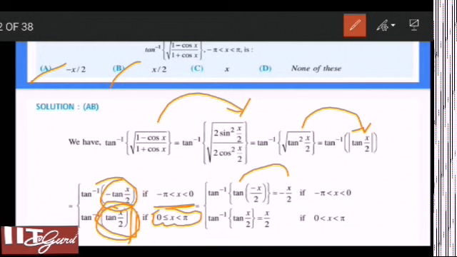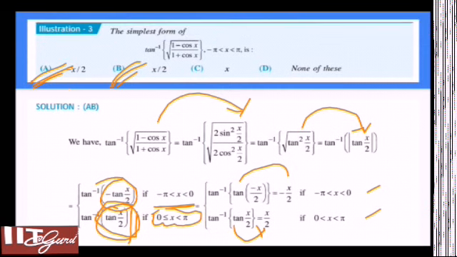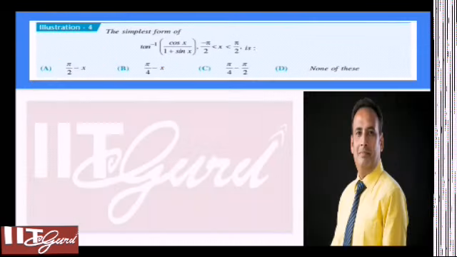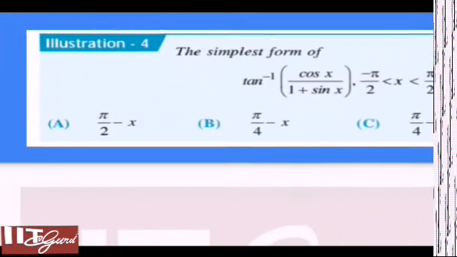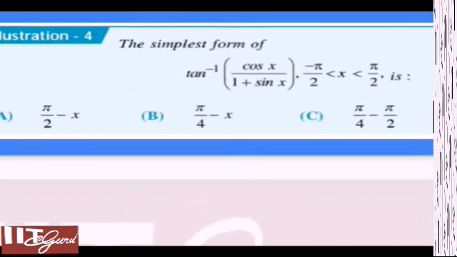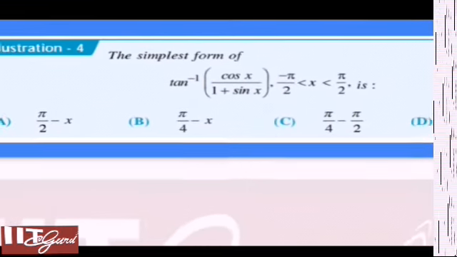The simplest form of tan inverse cos x upon 1 plus sin x, when x lies between minus pi by 2 to plus pi by 2. This is also the same question, same pattern. Here simple trigonometry you have to perform, then solve and go for these options. First option is pi by 2 minus x, another is pi by 4 minus x, next is pi by 4 minus pi by 2, and here that is none of these. So let's go ahead for the solution directly.